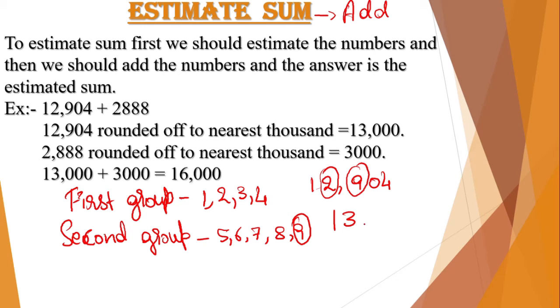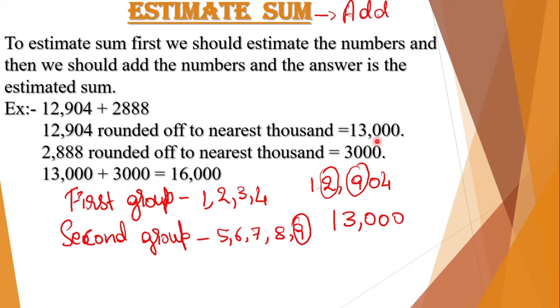So there are 3 digits, right? So 3 zeros, 1, 2, 3. So 12,904 round off to nearest 1000 will give us 13,000.